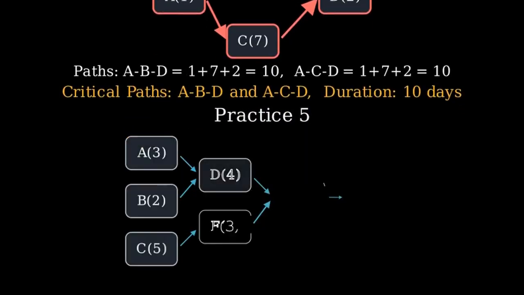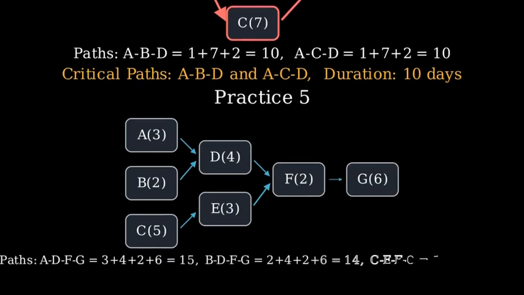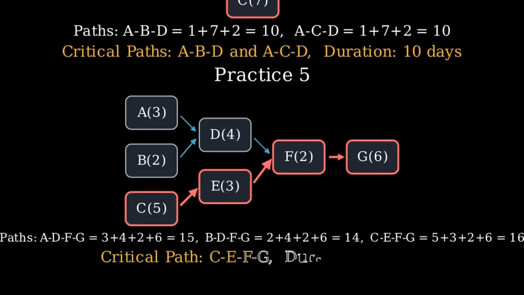We compare 3 routes to the finish, A-D-F-G, B-D-F-G, and C-E-F-G. Highlight the critical path and state the duration. Answer. The critical path is C to E to F to G with duration 16 days.